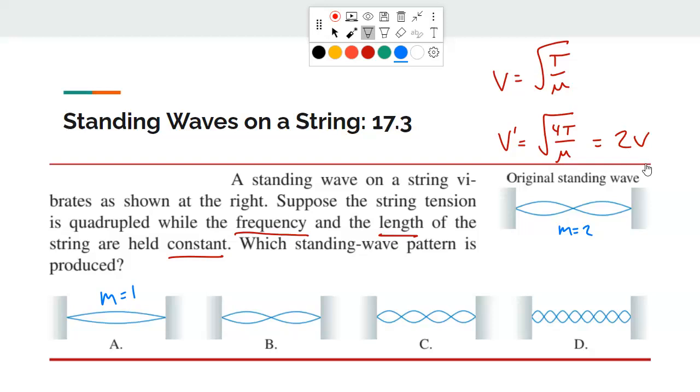So, maybe it's helpful if I write the formula on this page as well. So Fm is m times v over 2L. So we're holding this constant and we're holding this constant. So the only two things that can change are v and m. So we replace v with 2v, we have to replace m with m over 2. That's the idea, so that the 2's cancel. Okay.